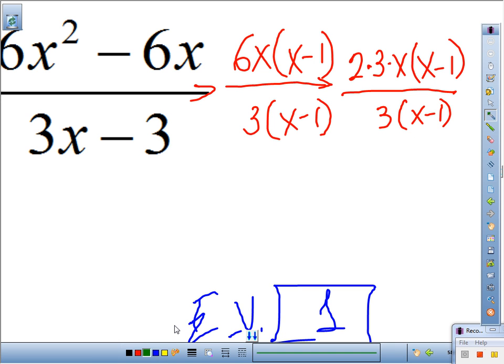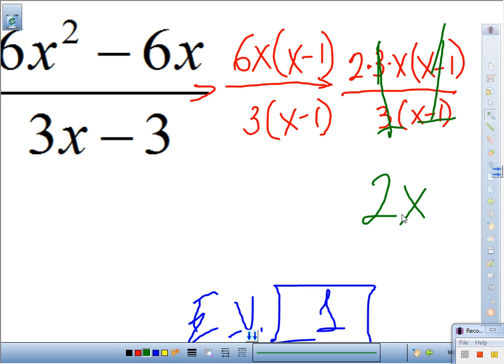All right. Now let's identify the giant 1s. Do you guys see the giant 1s? This one and this one. What do we have left in the numerator? 2 and x, so that is 2x. Anything on the denominator? No, and we're done.